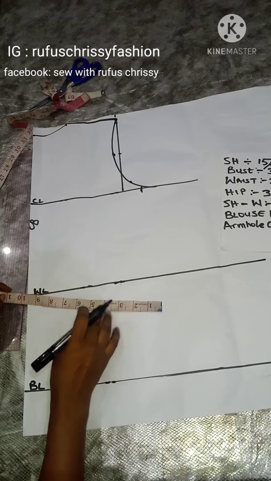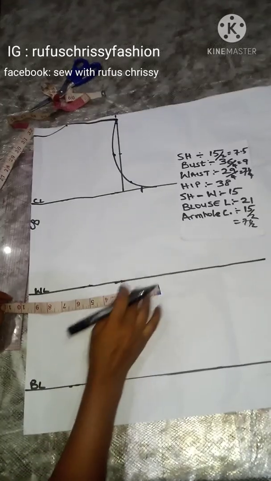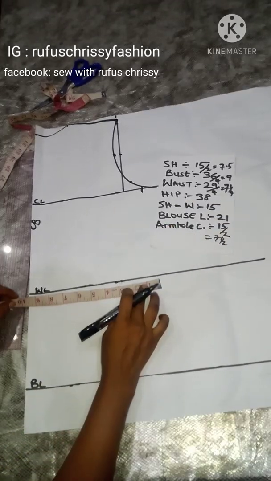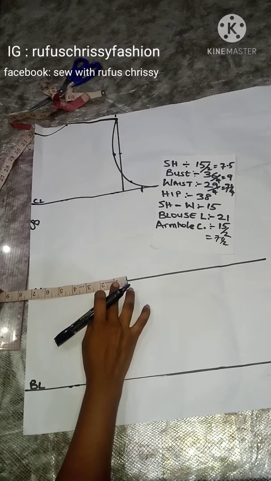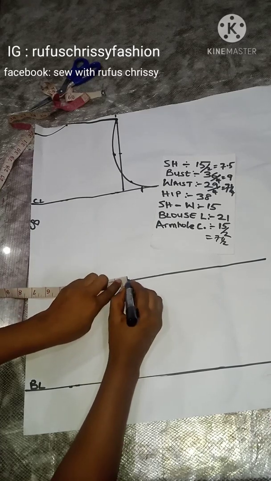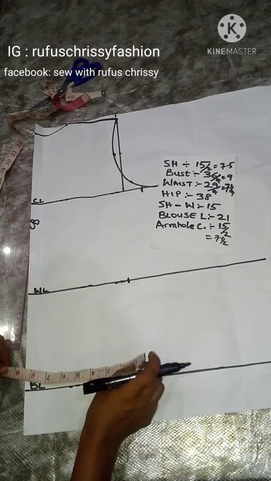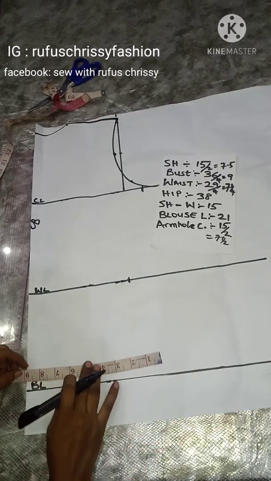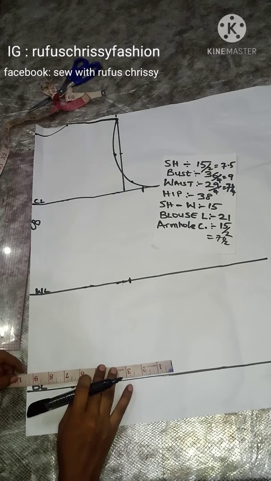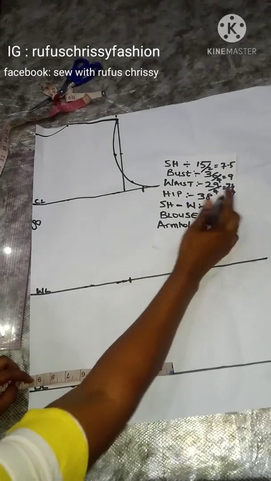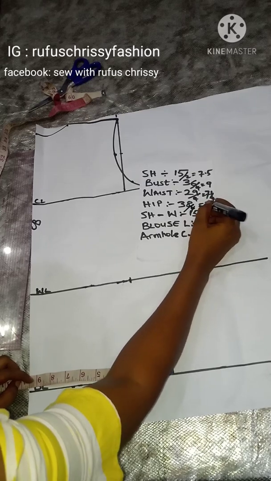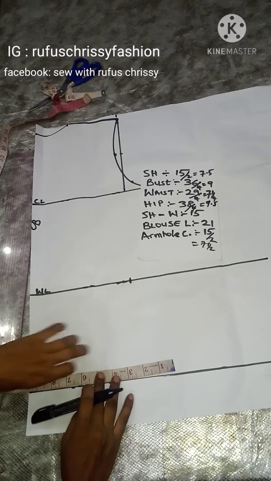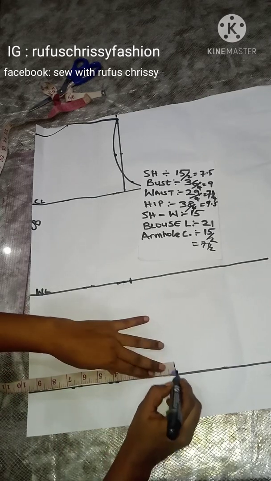Okay, so now I'm going to input the waist measurement. Waist measurement is 29 divided by 4. That gives me 7¼. So I'm going to be marking 7¼ here. Can we see 7¼? Then on my blouse line, which is the hemline, I'm going to be marking hip divided by 4, which will give me 9.5, that is 9½. So I have the 9.5 here, can we see it? That is a 9.5 there.